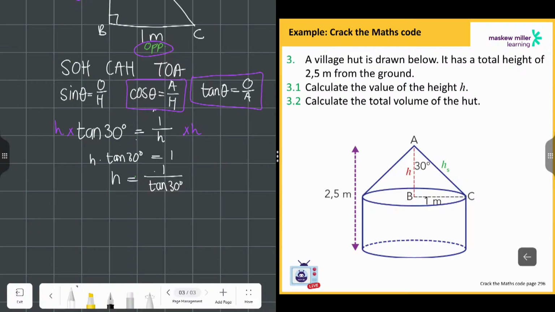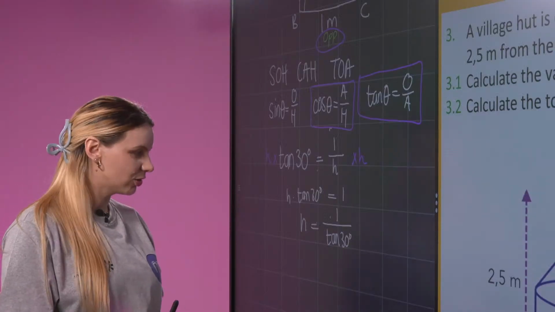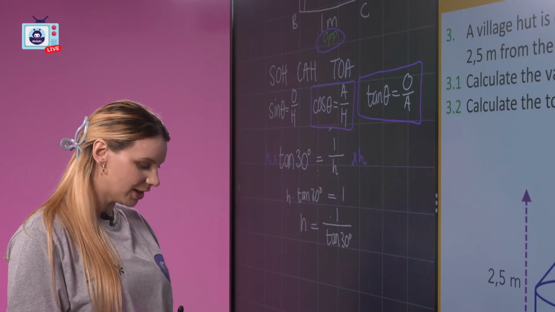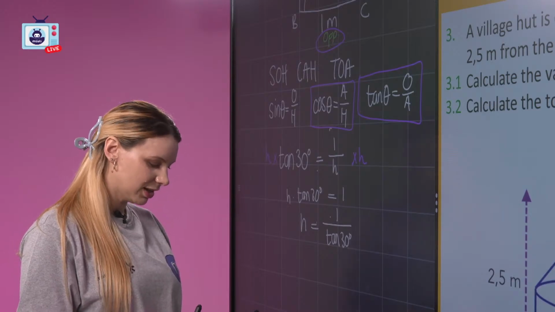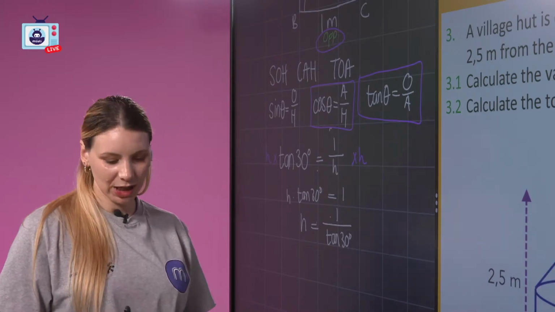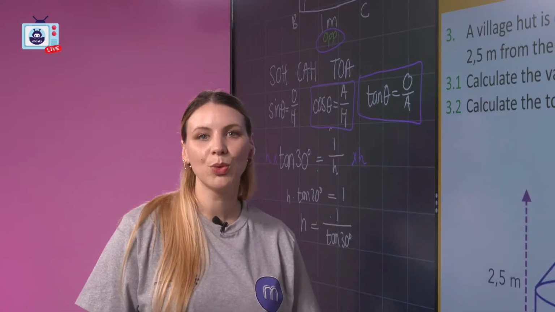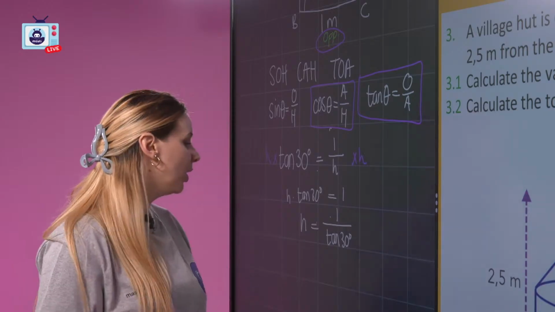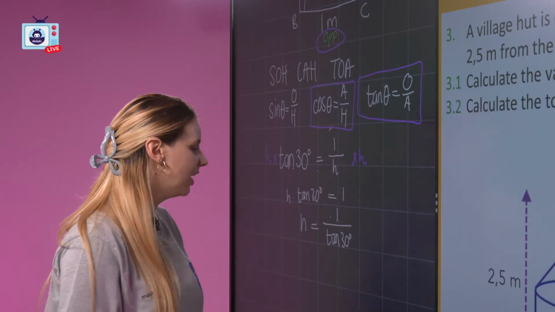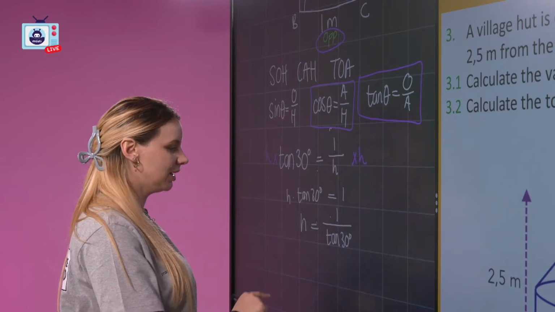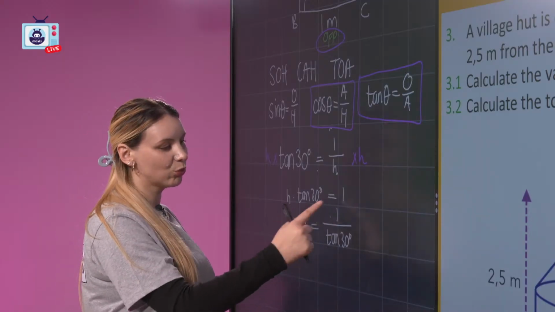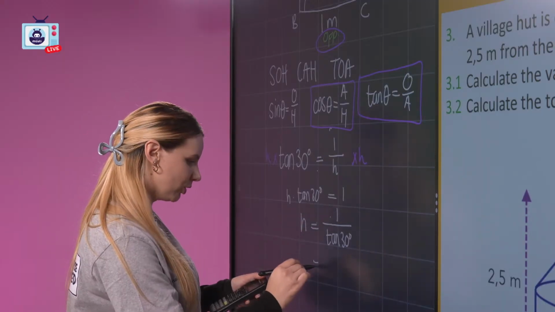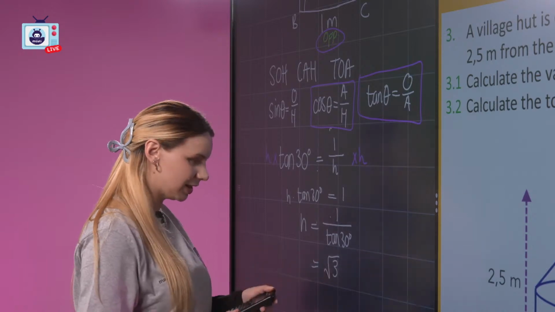And now all I have to do is use my calculator to get the height. So it's 1 divided by tan 30. Please remember that whenever you are doing trigonometry, it is important for you to have your calculator in degrees, and to make sure you've cleared your calculator, and so then it will reset and be in degrees. So H equals 1 over tan 30, and that will give me square root 3.